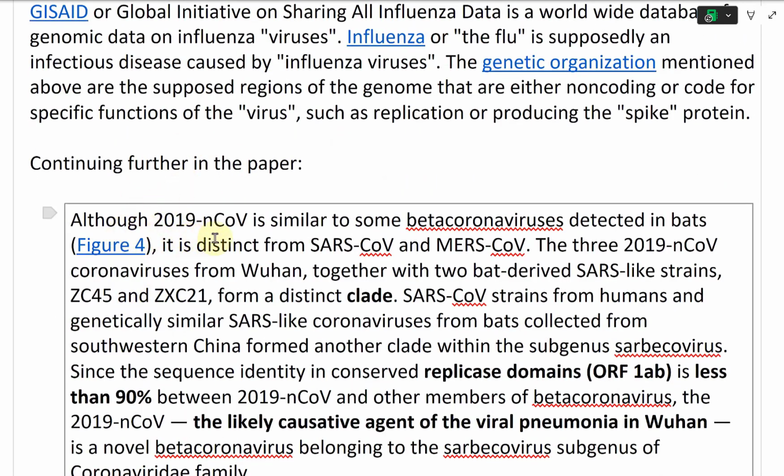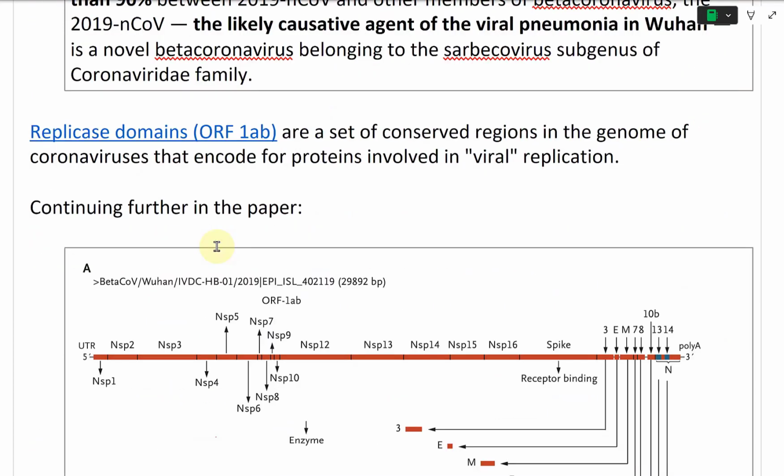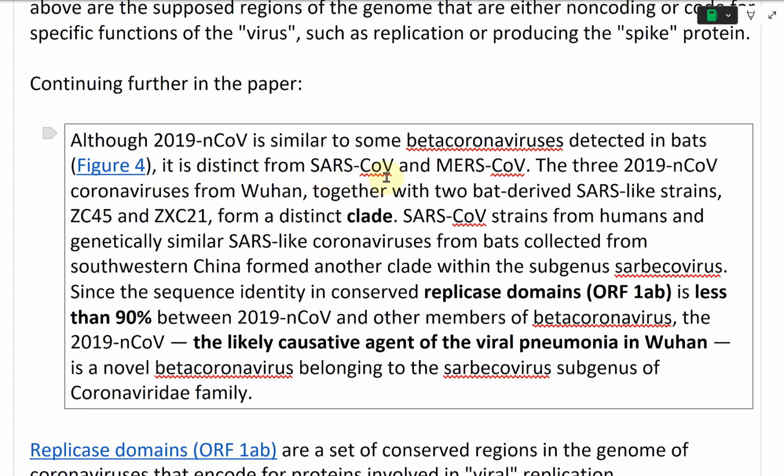So although 2019 nCoV is similar to some beta coronaviruses detected in bats, and that's figure 4, I'll go to that a bit, it is distinct from SARS-CoV and MERS-CoV. The 3 2019 nCoV coronaviruses from Wuhan, together with 2 bat-derived SARS-like strains, ZC45 and ZXC21, form a distinct clade. And SARS-CoV strains from humans and genetically similar SARS-like coronaviruses from bats collected from southwestern China formed another clade within the subgenus sarbecovirus.